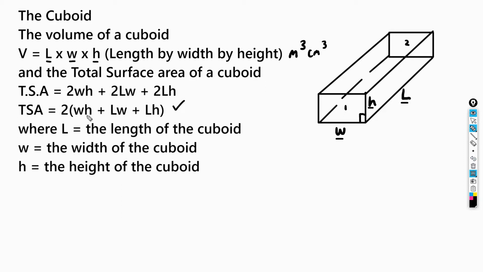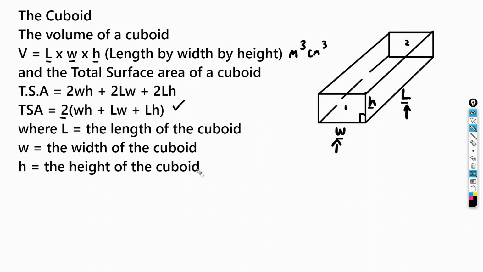Just add up the width times the height, plus the length times the width, plus the length times the height, then multiply everything by 2, all right? And it says here where L is the length of the cuboid, which is the length on that side, the longest part, where W is the width of the cuboid, how thick it is, which is right here, and H is the height of the cuboid, how tall it is, right?